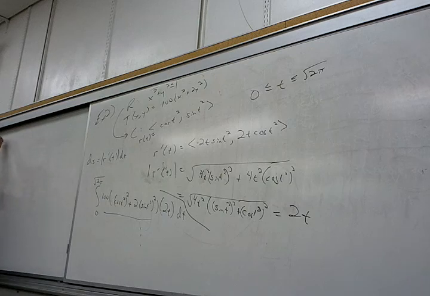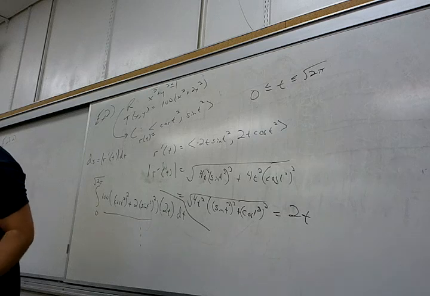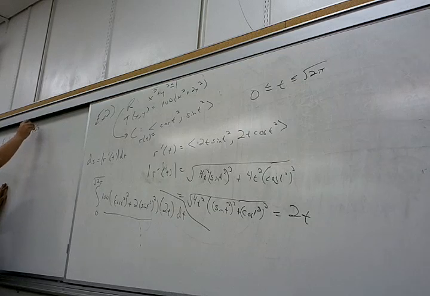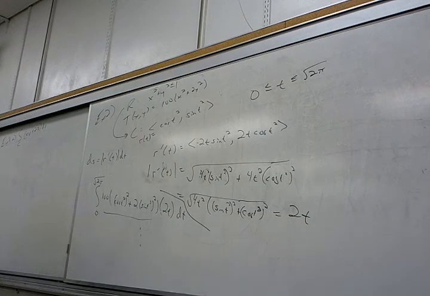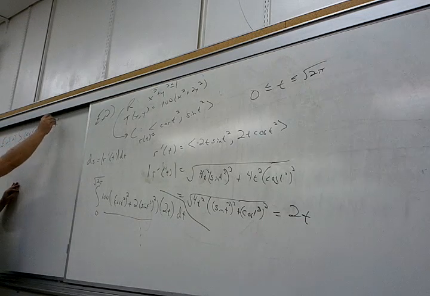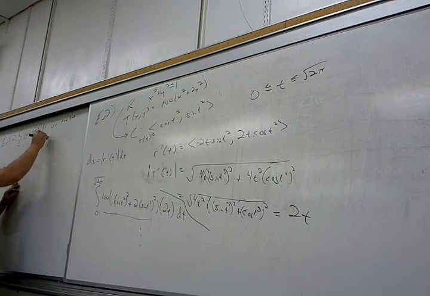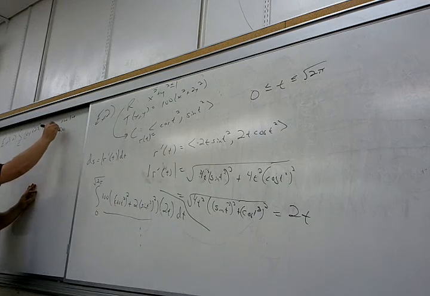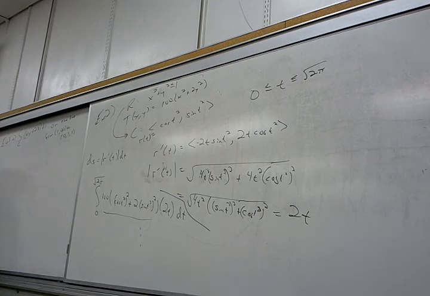Example 3A. So they want me to integrate this on the line from 1,0,0 to 0,1,1. Okay.